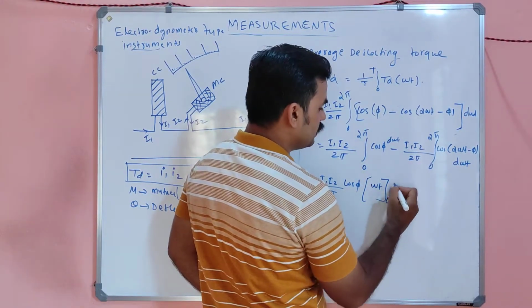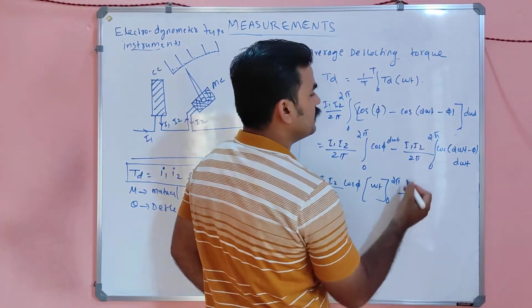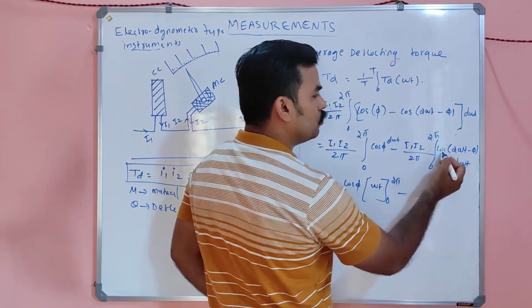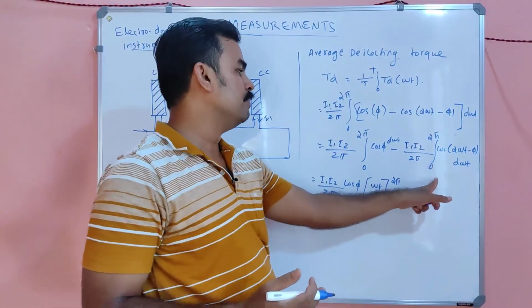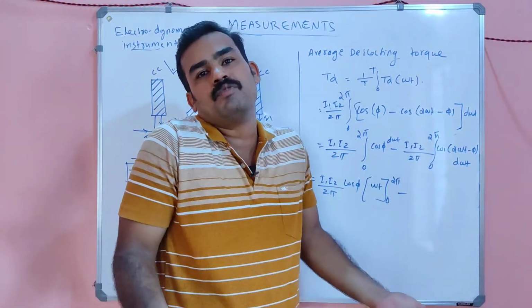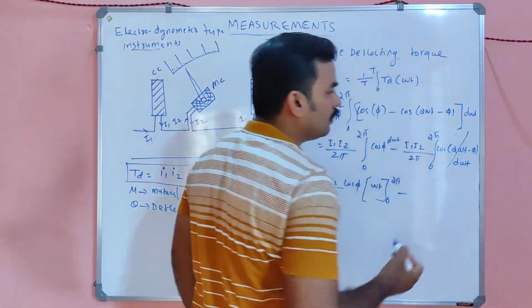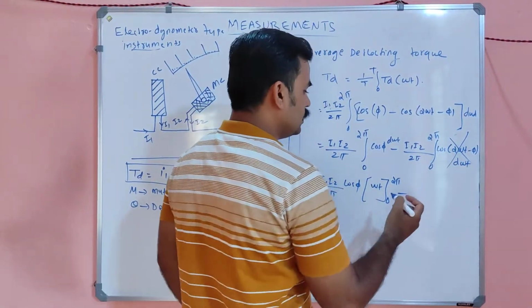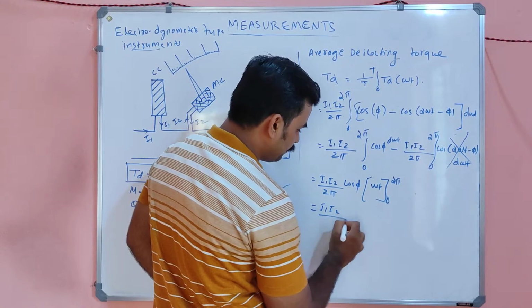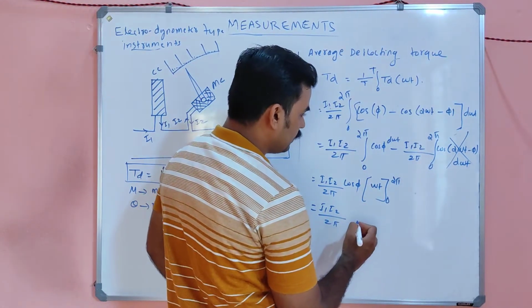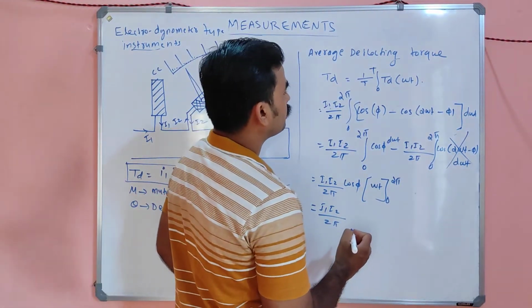So substitute that limit 0 to 2 pi. Minus I1 I2 divided by 2 pi integral 0 to 2 pi cos 2 omega t will become, integral cos theta is sin theta. If you put the limit from 0 to 2 pi, sin n pi will become 0. So this need not be calculated, it is 0. So simply this one will be, my dear, I1 I2 divided by 2 pi.